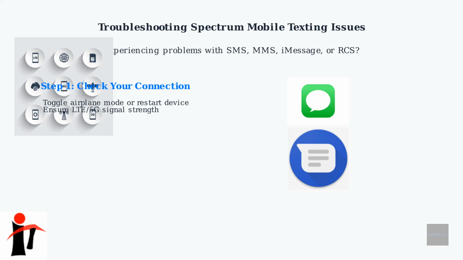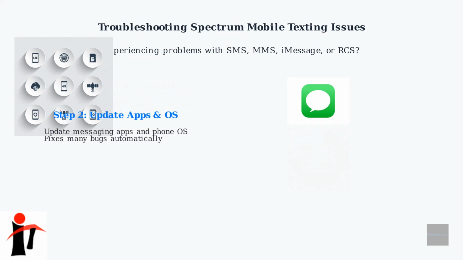Connection by toggling airplane mode or restarting your device. Next, update your messaging apps like iMessage or Google Messages and your phone's operating system to the latest versions, as updates often contain bug fixes.